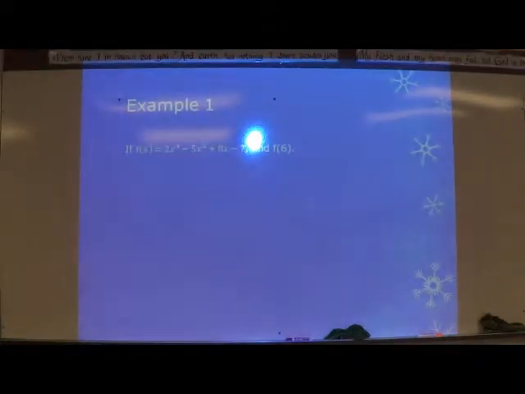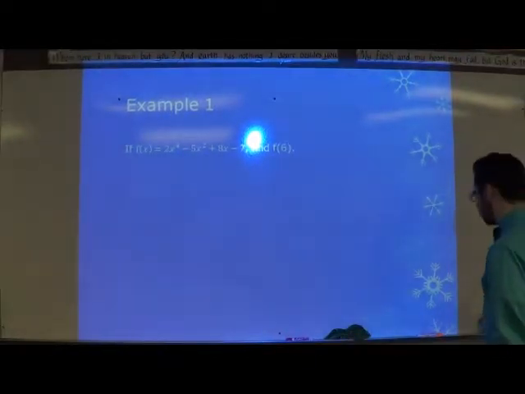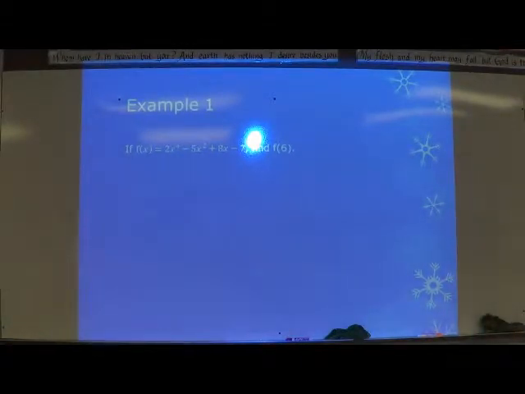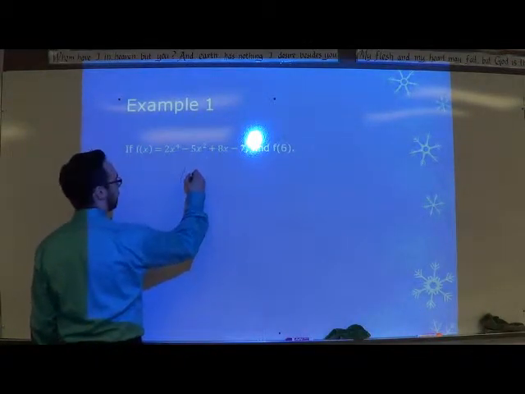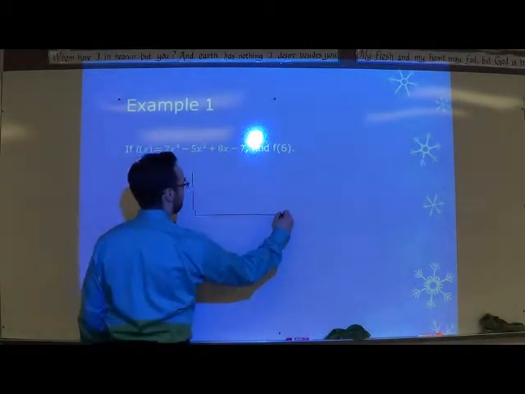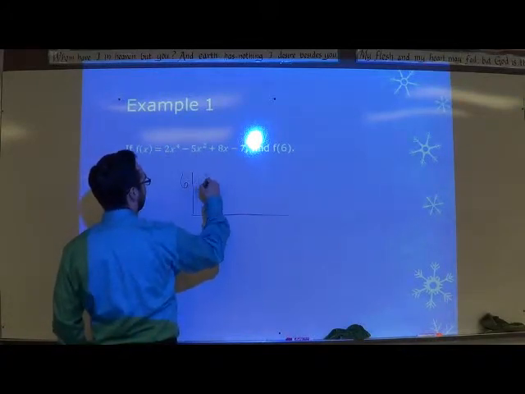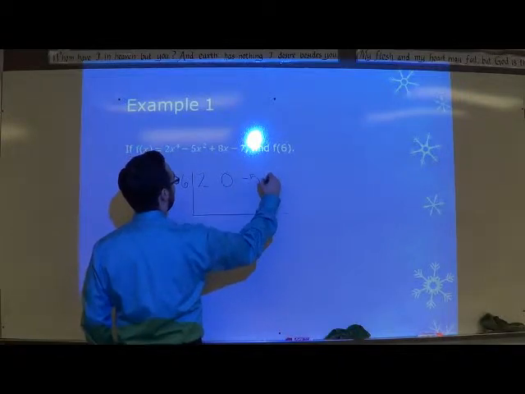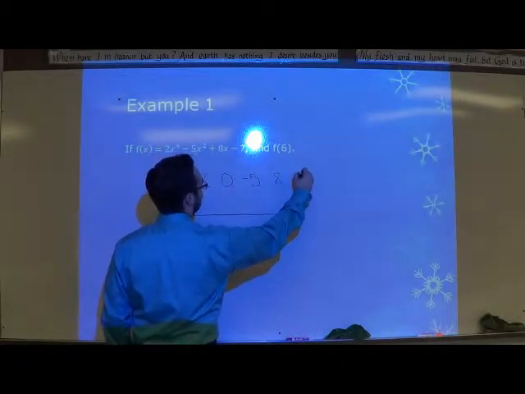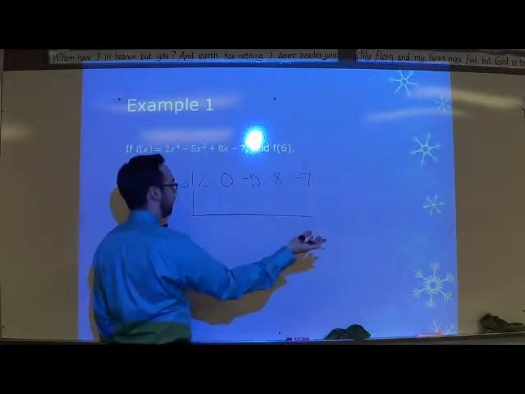Okay, example number 1. It says if f of x is equal to 2x to the 4th minus 5x squared plus 8x minus 7, they want us to find f of 6. What we do is simply use synthetic substitution by using synthetic division. So I set this up so we have 6, and then I do my things. We have 2, make sure you have a 0 because the cubed term is missing, minus 5, 8, negative 7, and we're going to do synthetic division.